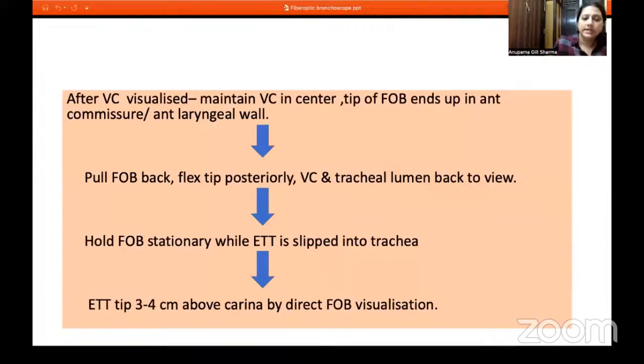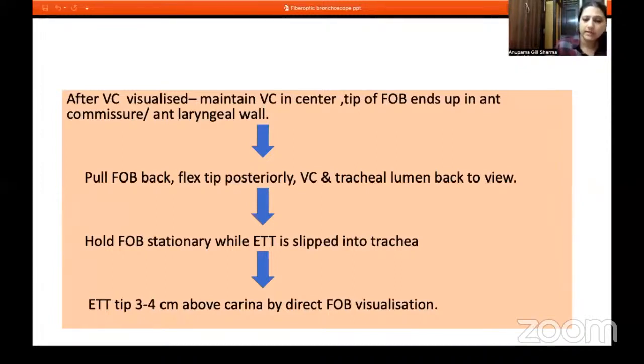Once the vocal cords are visualized, maintain them in the center. The tip of the fiber optic can sometimes end up in the anterior commissure or the anterior laryngeal wall. So pull the fiber optic back a little and flex the tip posteriorly. Again, the vocal cords and the tracheal lumen will come back into view.